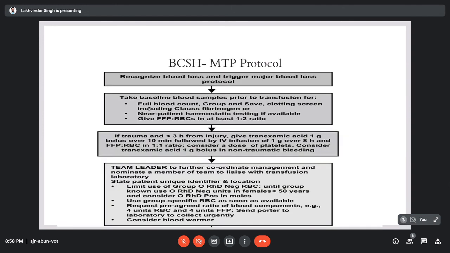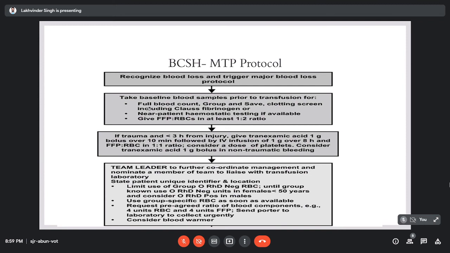So we must maintain a good inventory of O RBCs and AB plasma. And the British protocol for the treatment of MTPs: you first recognize the blood loss and trigger the major blood loss protocol, which is a massive transfusion protocol. Baseline samples should be taken: full blood count, group and save, clotting screen, fibrinogen, other hemostatic testing if available, and start the FFP and RBC in a prefixed ratio.